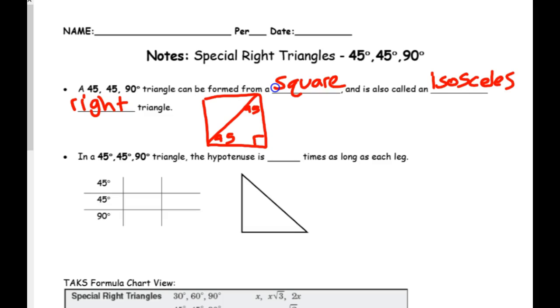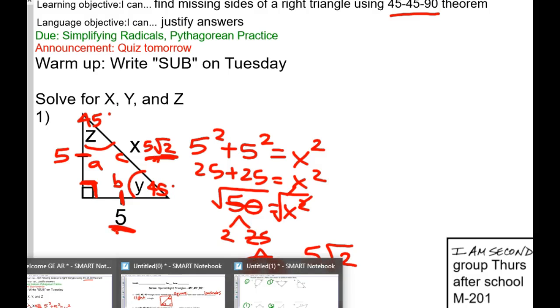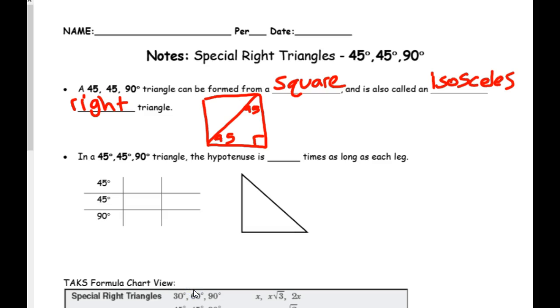So, I know if you're writing, 1 second. What's the only thing that added to this 5 to get the hypotenuse here? Square root of 2. So, our rule is, if you have a 45, 45, 90 triangle, the hypotenuse is square root of 2 times as long as each leg. Okay? Right?